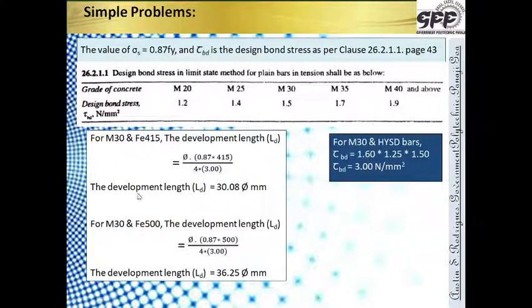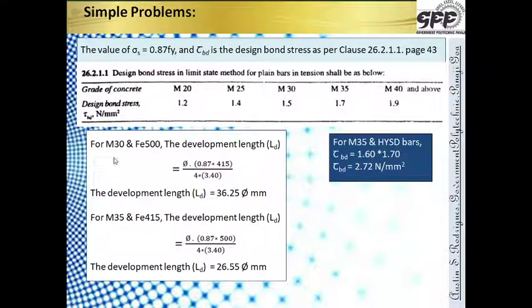Substituting that over here, we get the development length LD equal to 30.08 times phi. Similarly, for M30 and Fe500, it is equal to phi into 0.87 Fy divided by 4 tau BD. Now tau BD for M30 we have got as 3.00 Newton per mm square. Substituting that, we get the development length equal to 36.25 into the diameter.